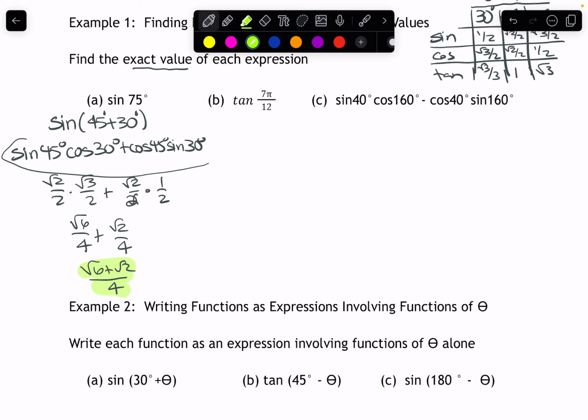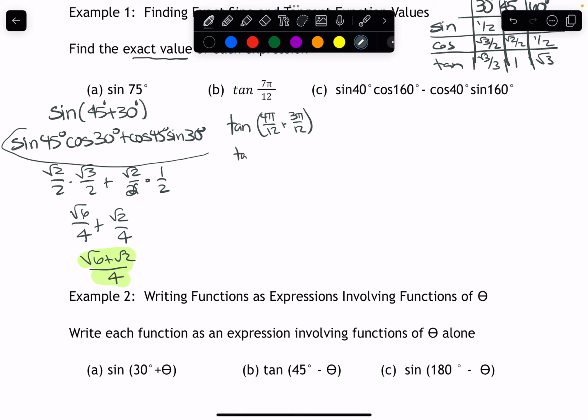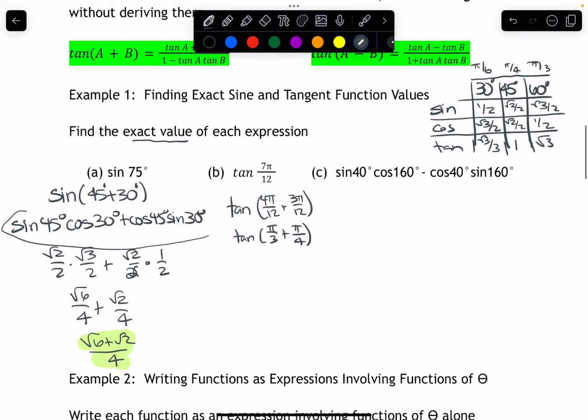In our second example, we have the tangent of 7 pi over 12. So again, we need to come up with a sum or difference. So I'm going to do 4 pi over 12 plus 3 pi over 12, knowing that 4 pi over 12 reduces down to pi over 3, and 3 pi over 12 becomes pi over 4.